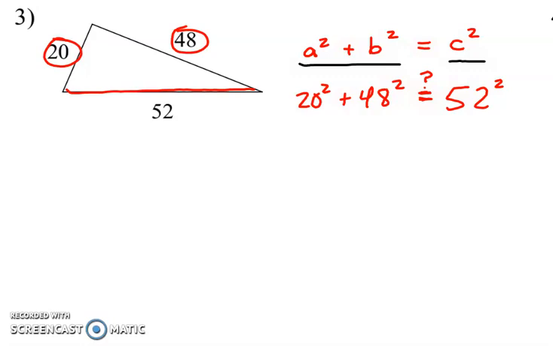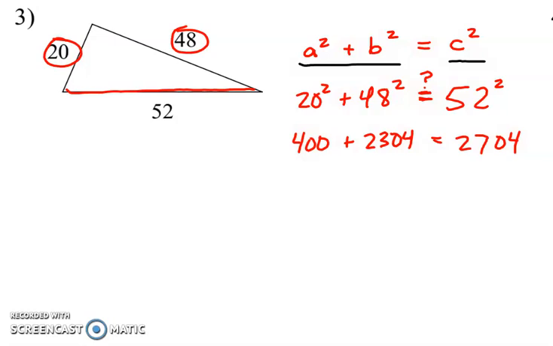So when I plug 20 squared into my calculator, I get 400. So we'll write that down underneath. I'm sure you don't have 48 squared memorized. I don't, but if I plug it in my calculator, I get 2304. And 52 squared gets me 2704. Okay, so now let's add the left-hand side.